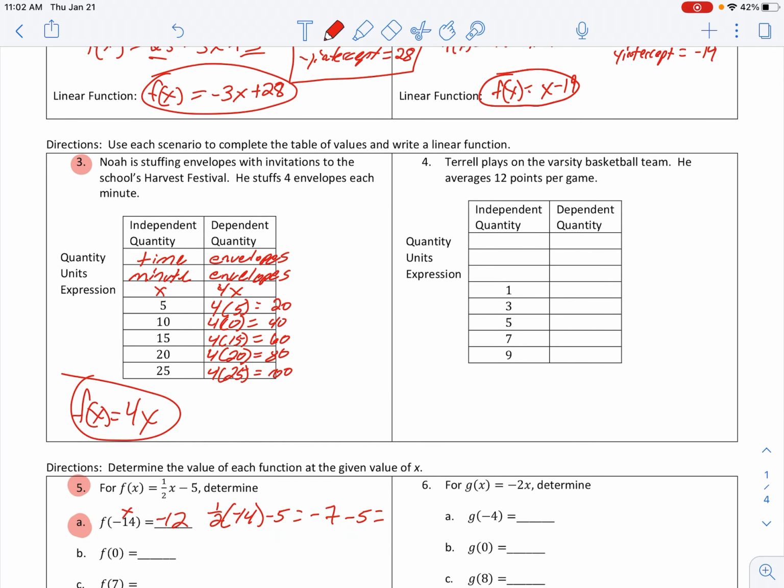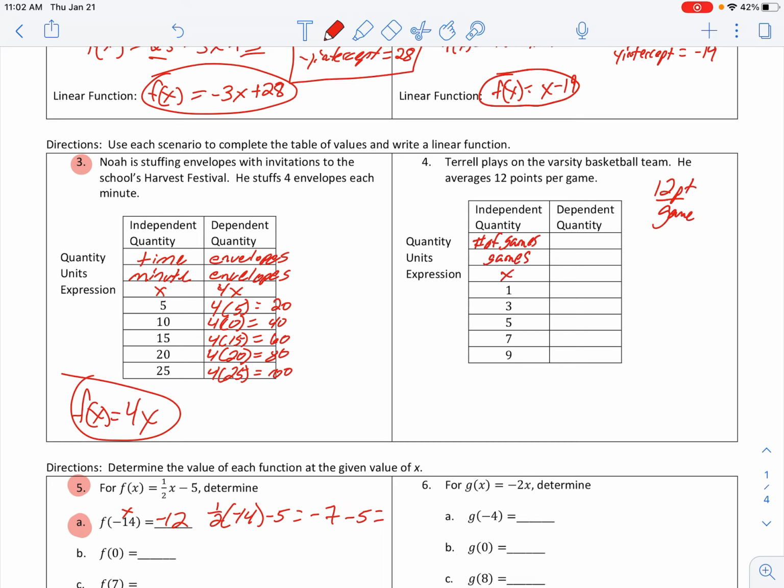Number 4. Terrell is playing on a varsity basketball team. He averages 12 points per game. So that 12 points per game is setting up everything here. At rate, the denominator represents your independent quantity. So the quantity is the number of games. And the unit, well, it's still just games.